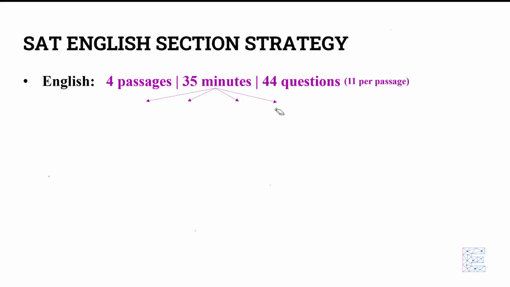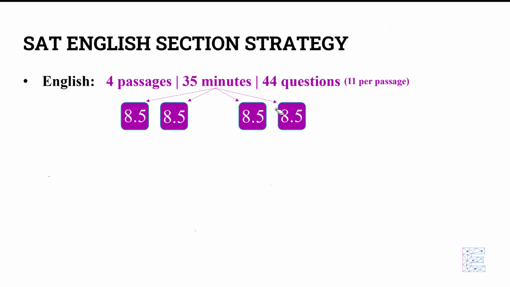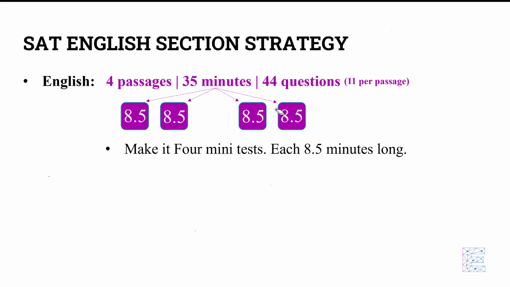So here's what we're going to do. We're going to take those 35 minutes and split them equally, which means we have about 8.5 minutes per passage. So we're going to turn each of those 4 passages into its own mini test, each 8.5 minutes long. Ideally, I would very much like to have at least 15 minutes to answer each of these passages. But since we don't, we have to subject ourselves to this time pressure from the beginning.